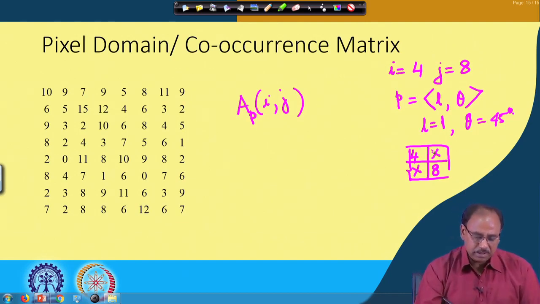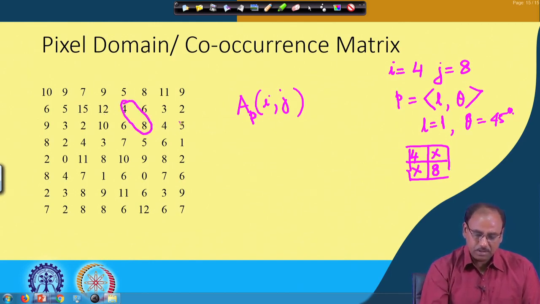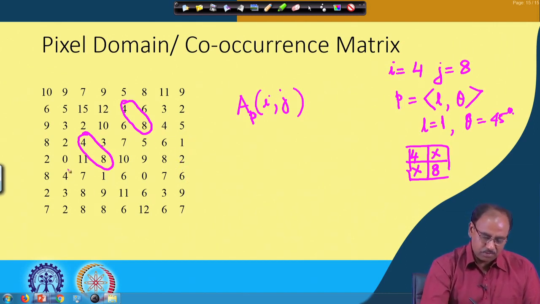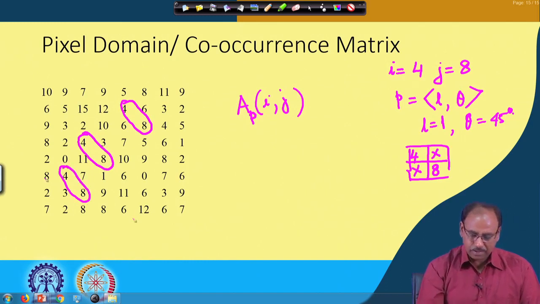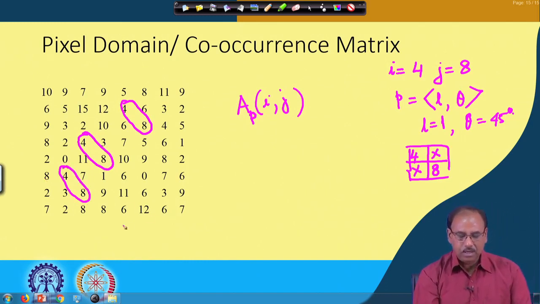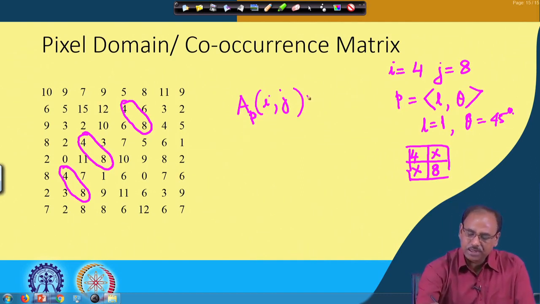If you scan this image, you will find that this is one such occurrence. If you look, this is another such occurrence. Do I have any more? This is one such occurrence. I think that is all. So, you find there are 3 occurrences of the intensity pair 4 8, following this positional constant p, within the given image. So, the content at location 4 8 will be equal to 3.